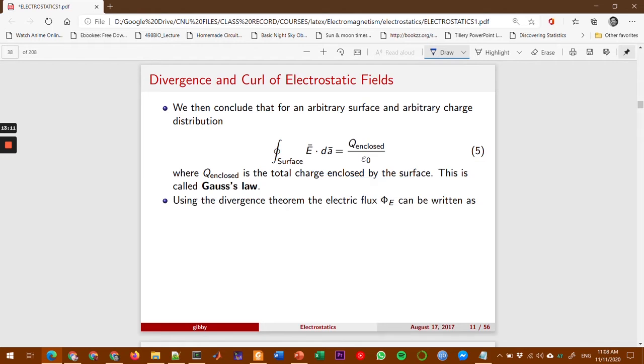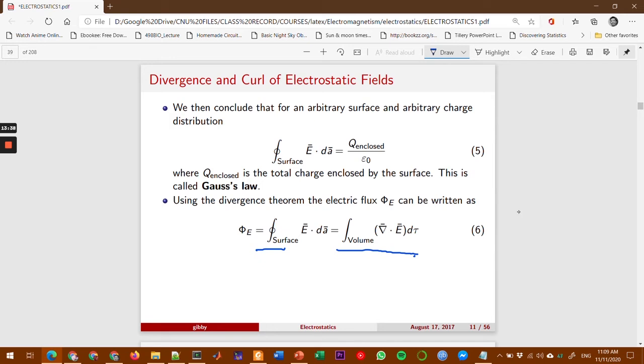Later on, you will appreciate it. So using the divergence theorem, you can rewrite this. Using the divergence theorem for the electric flux, recall the divergence theorem, given in equation 6. The integral over the surface is equal to the integral of the divergence over the volume. Okay? Recall the divergence theorem.